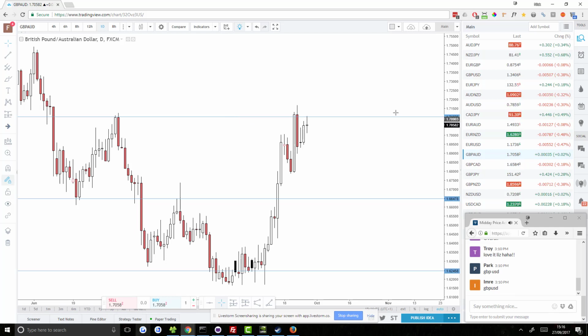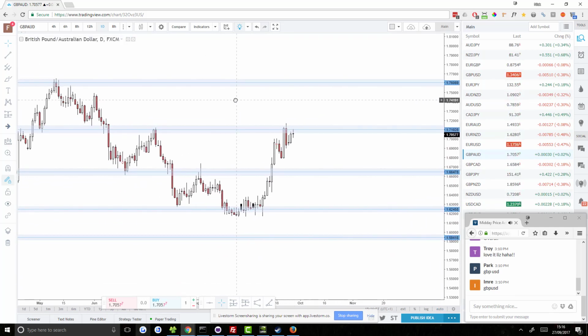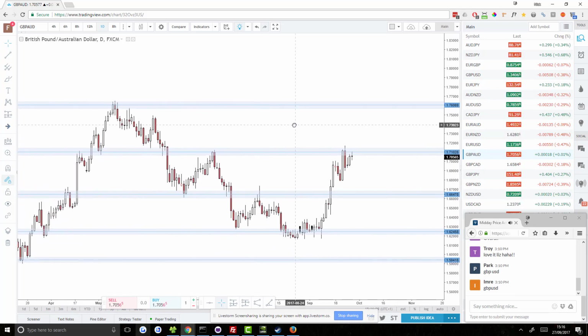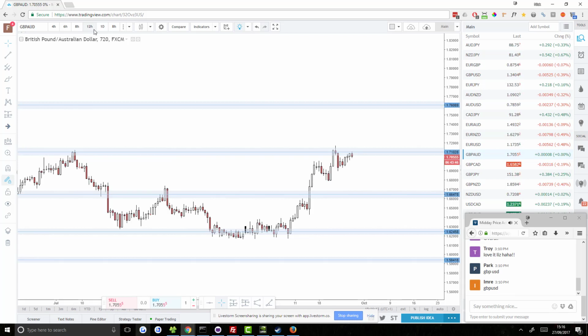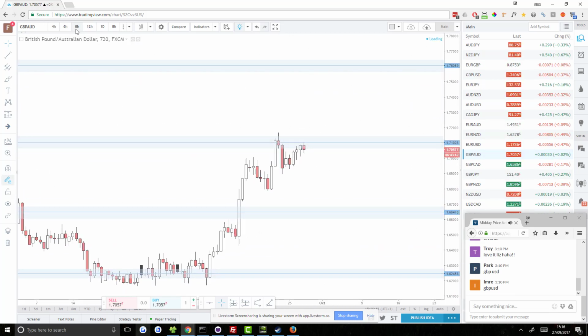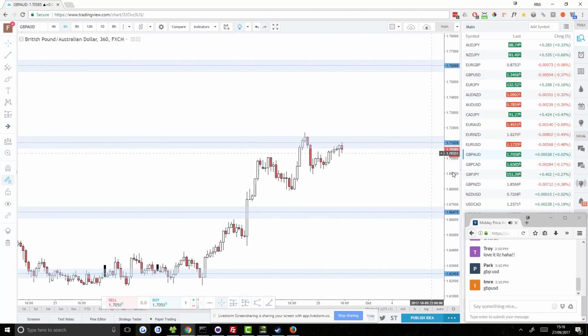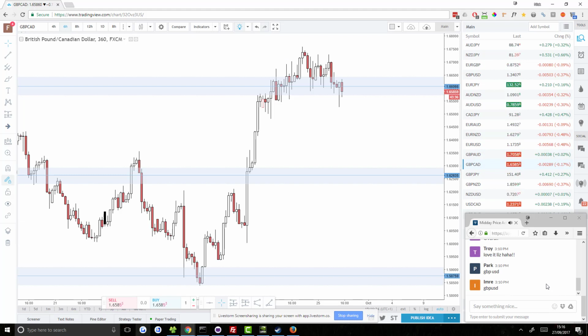GBP AUD. That was weird. We're getting indecision forming on the resistance area here, but I don't really trust this setup. It's too messy. It's counter trend, it's messy, it's just not really something I want to trade.